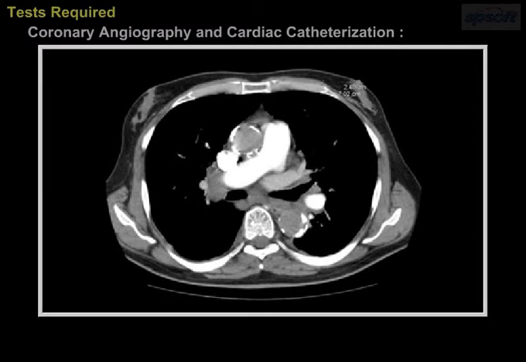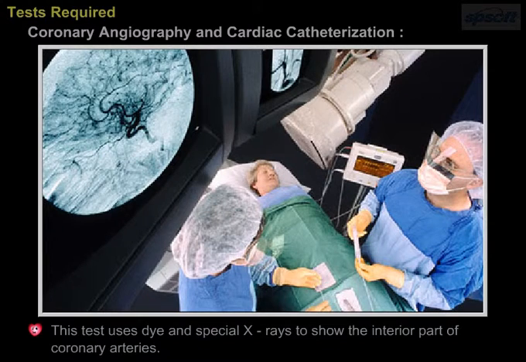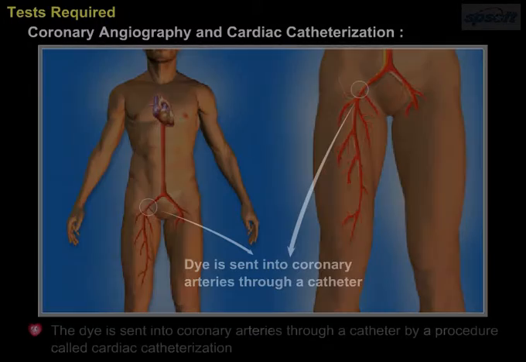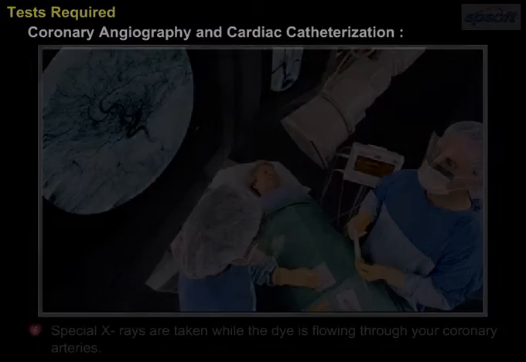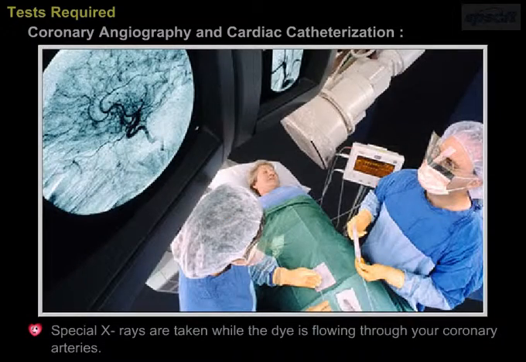Coronary angiography and cardiac catheterization. This test uses dye and special X-rays to show the interior of the coronary arteries. The dye is sent into the coronary arteries through a catheter by a procedure called cardiac catheterization. Special X-rays are taken while the dye is flowing through your coronary arteries.